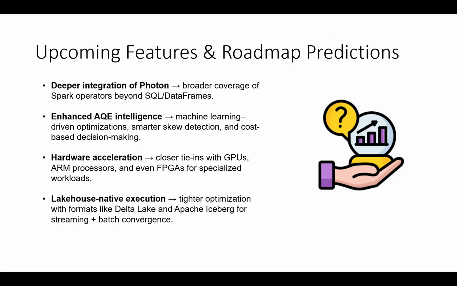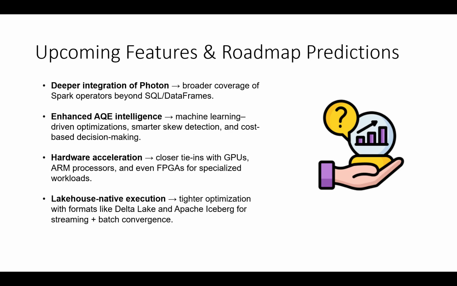Okay. Then the last we come to upcoming features and roadmap predictions. What will happen is we now have Photon, but Photon will have deeper integrations. It will cover both Spark operators, not just data frame, but other Spark operators too. AQE will get enhanced and have more intelligence, which can do smarter skew detection, because this space is evolving constantly. There are new challenges, new limitations that get discovered. So Spark is also keeping up with all these changes and improvising constantly.